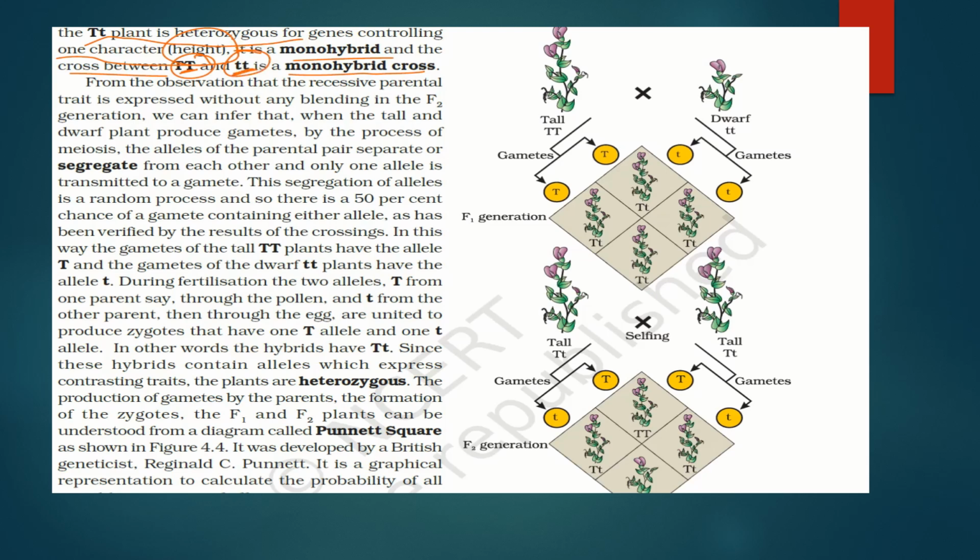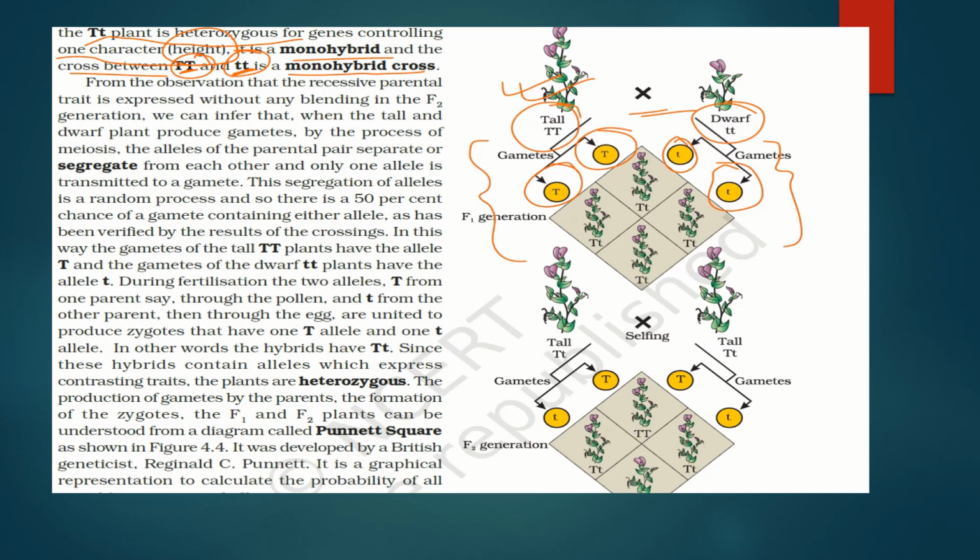So let us see the cross that we are doing over here. We are crossing a pure tall plant with a pure dwarf plant. So this cross is happening. These are the gametes, T and t. One is male and another is female. I don't know here which one is male and which one is female, so we are randomly doing this. So this we are crossing.